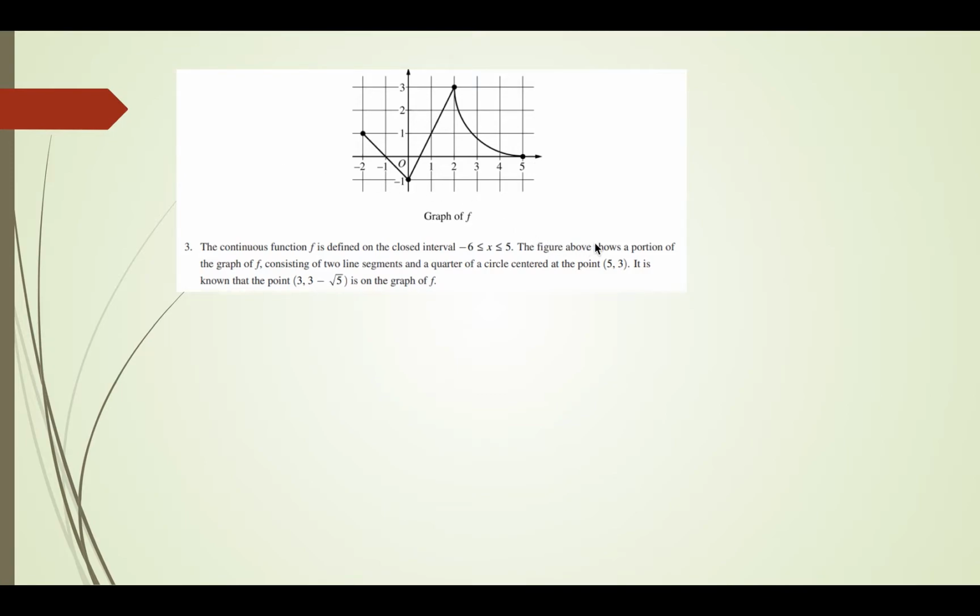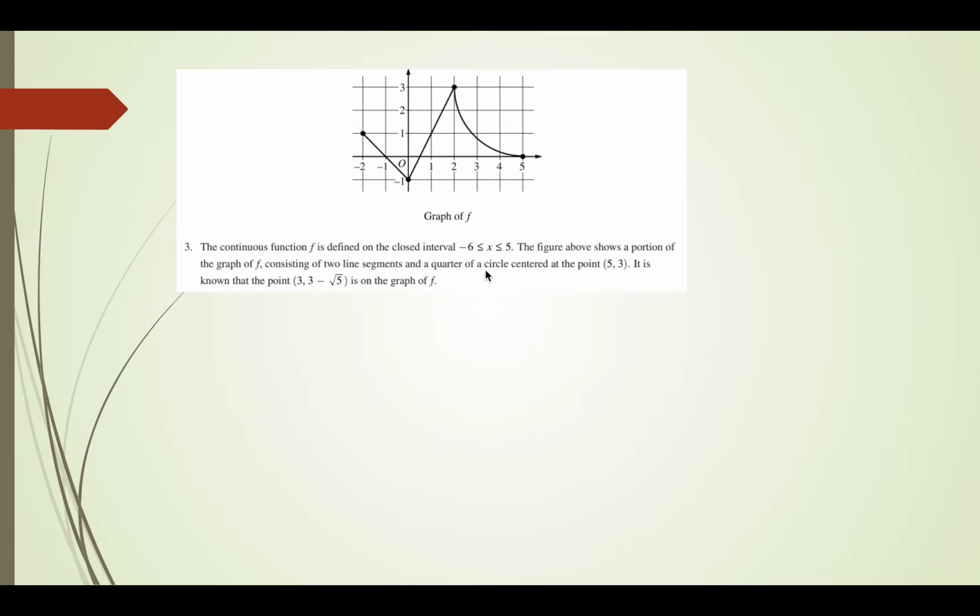So it says the figure above shows a portion of the graph, which is what we were just saying, consisting of two line segments, and that's important because it assures us that this line and this line are straight lines. There's nothing weird or curved going on there, so we can find the equations of those lines if we need to, or we can find the slopes of those lines. So just knowing that those are straight lines is helpful.